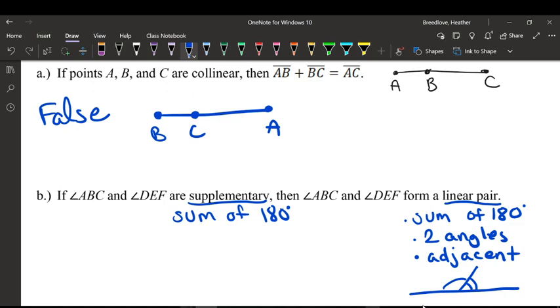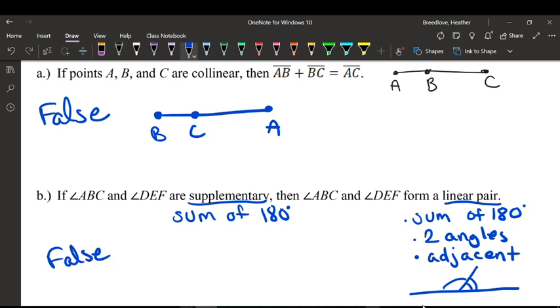Supplementary angles, that could be any number of angles as long as they add up to be 180 degrees, and there's no restrictions on their relationship. They could be next to each other, they could be apart from each other, turned one way, turned another way, it doesn't matter. Supplementary is just focused on the sum, a linear pair, the sum is just part of it. So this is also false.